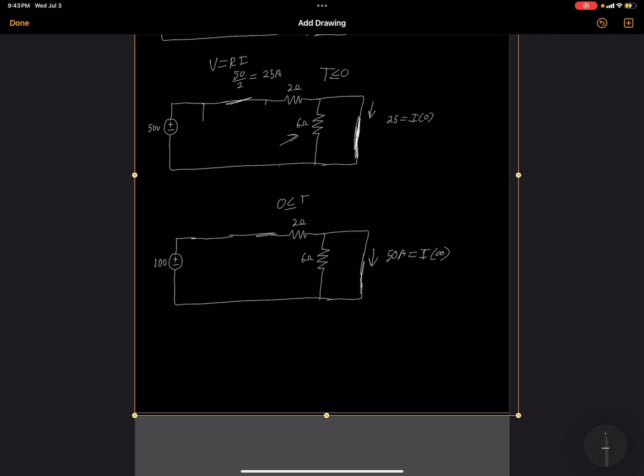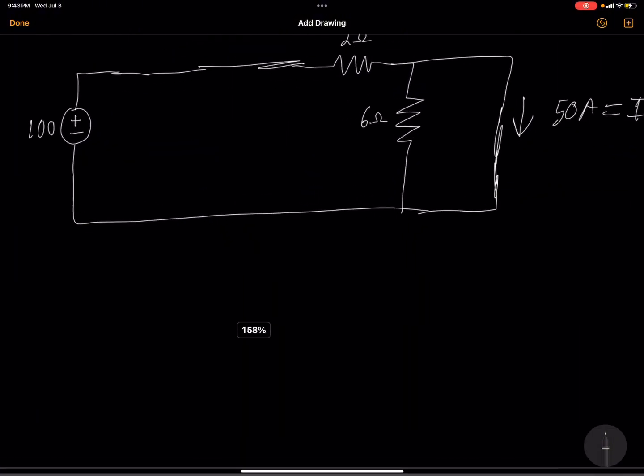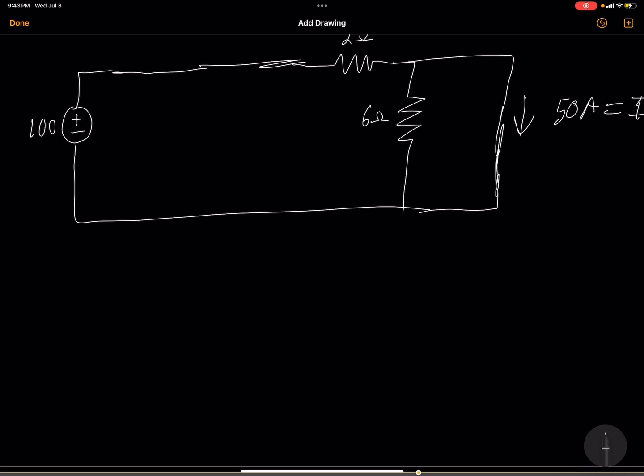Okay, so now what we have done is we found what we start at and what we finish at. That is the most important part for all first and second order circuits. We need to know what we start at and what the final value is for both. And then we can figure out after that how it is changing during that time. So the formula for that, this is just something you can remember.